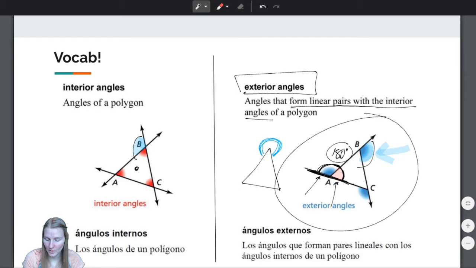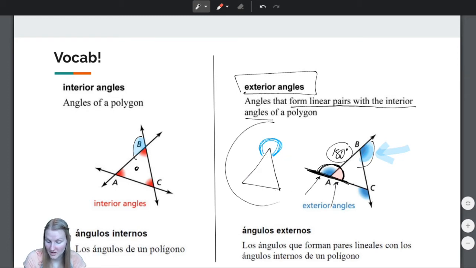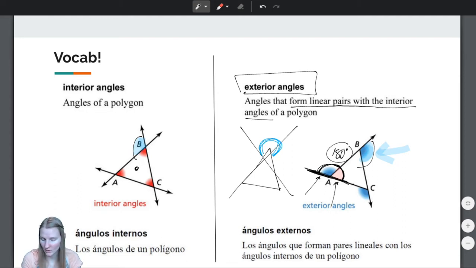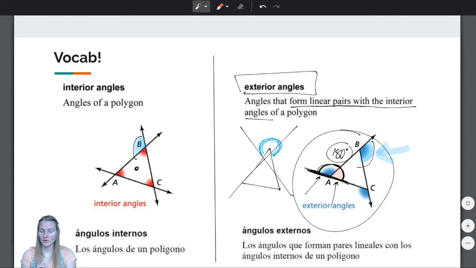A lot of people think of this when we say exterior angles, but remember that is not what we are talking about. We are talking about angles that form linear pairs with the interior angles. Okay? And you can see that maybe a little more clearly in this example, that these angles right here add up to form a linear pair. Okay, so that's exterior angles.